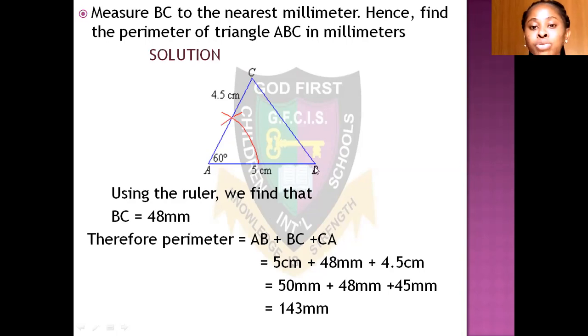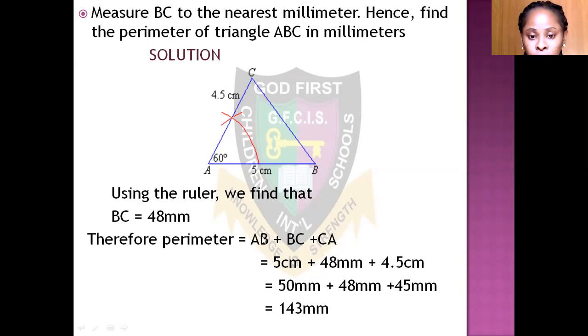Using your ruler, we measure the side BC and find that it is equal to 48 millimeters. We convert 4.5 centimeters to millimeters: 4.5 times 10, which is equal to 45 millimeters. To convert 5 centimeters to millimeters is 5 times 10, which gives us 50 millimeters. And to find the perimeter of a triangle, we add the three sides together.